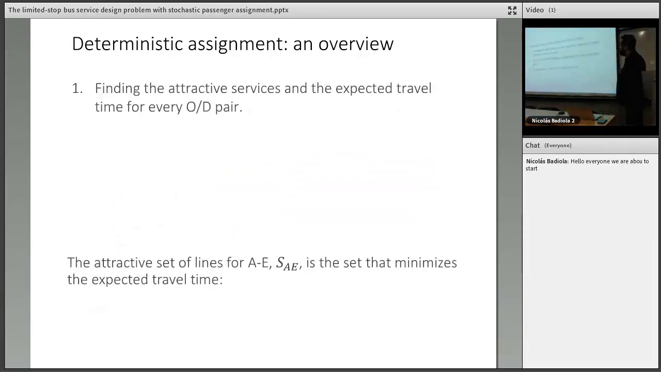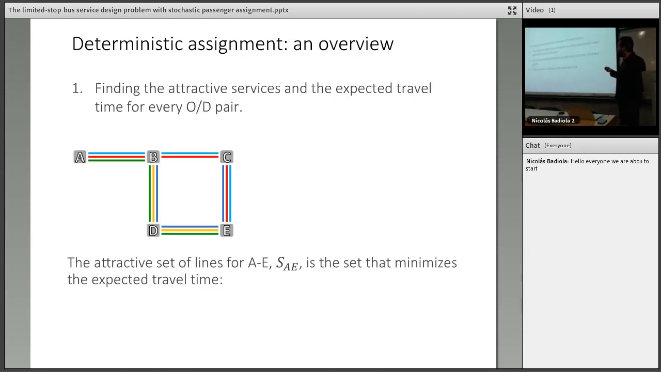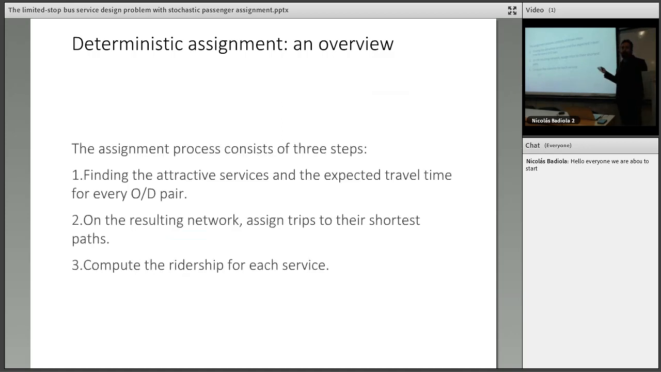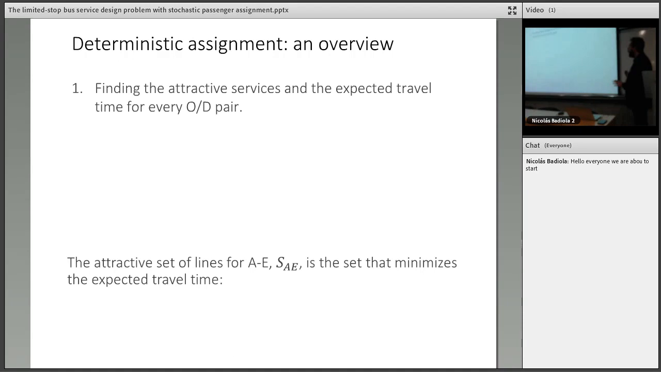So the assignment process, when done deterministically, consists of three main steps. First, we're going to find the attractive services and the expected travel time for every OD pair, like in our previous example. Then, on the resulting network, we're going to assign trips to the shortest paths to find where people do transfers. And in the end, we're going to load the assigned flows to the original services. This will look kind of like this.